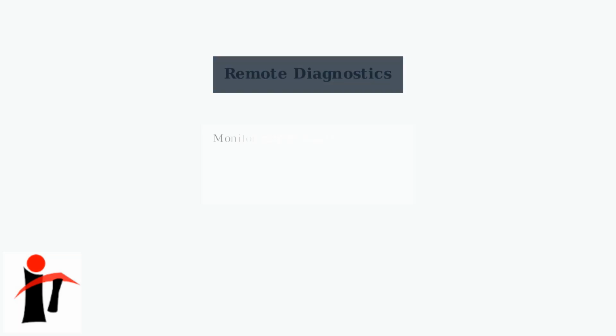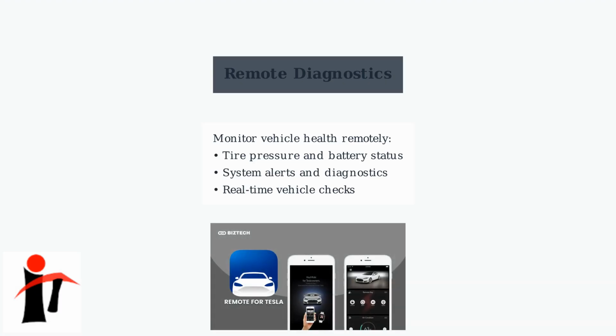Once your Tesla app is linked to your Model 3, you gain access to remote diagnostics. This feature allows you to monitor your vehicle's health and status from anywhere, checking things like tire pressure, battery condition, and system alerts without being near the car.